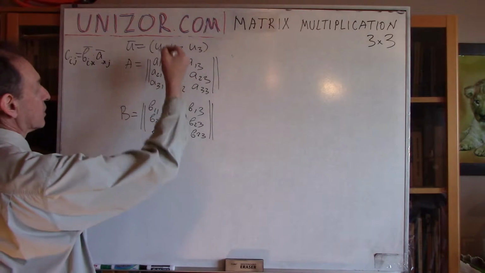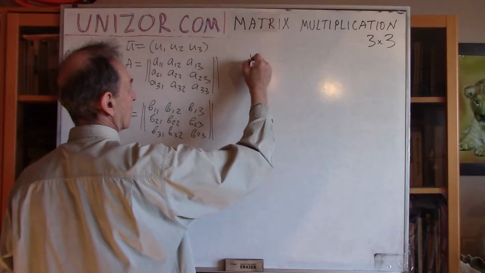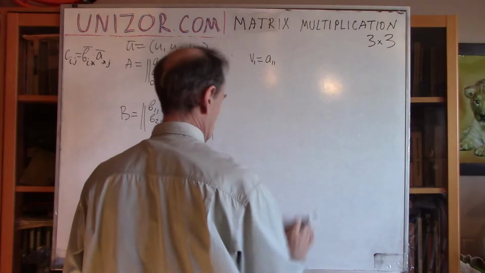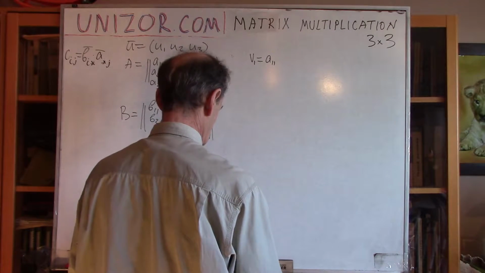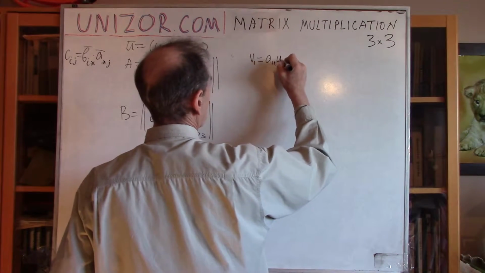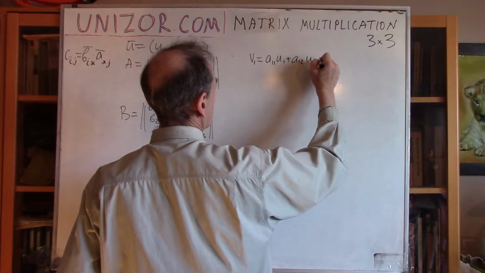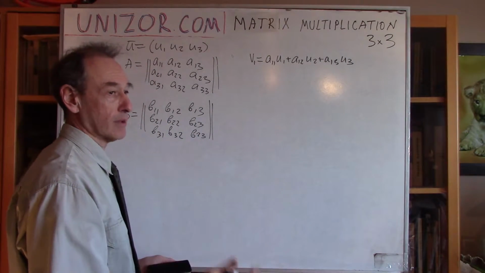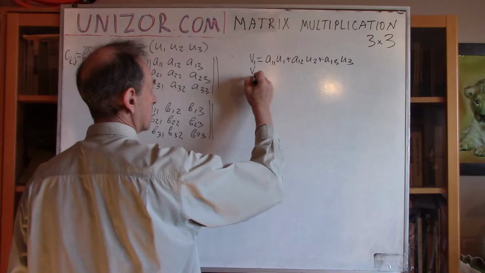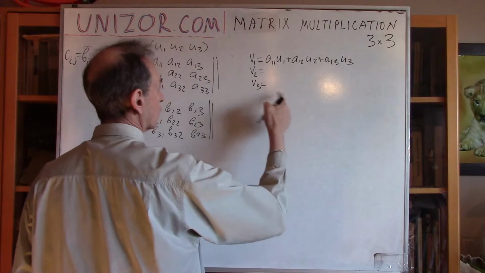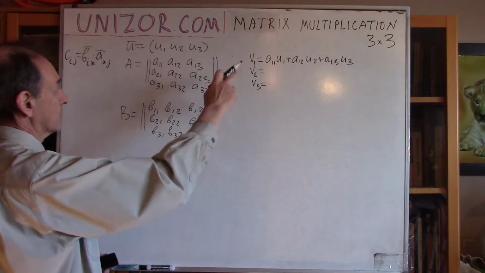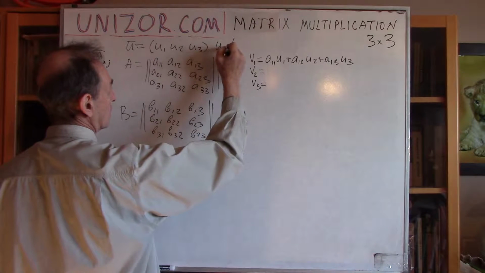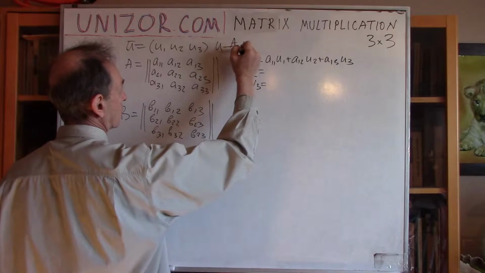Now I will apply this matrix to this vector, and I will get V1 equals A11 U1 plus A12 U2 plus A13 U3. That's my application of the matrix A to vector U to get vector V. So that's the first transformation. U is transformed to AU.